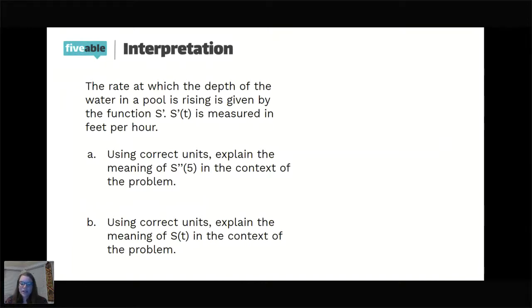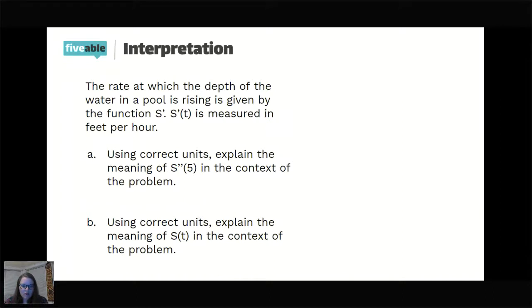Now, it's important here that you're actually interpreting what the 5 means. Make sure the 5 is included in your explanation, or you haven't explicitly explained this part of the problem. So what's the meaning of s double prime of 5? Okay, feet per hour squared. Good, awesome. When the depth is 5 feet.